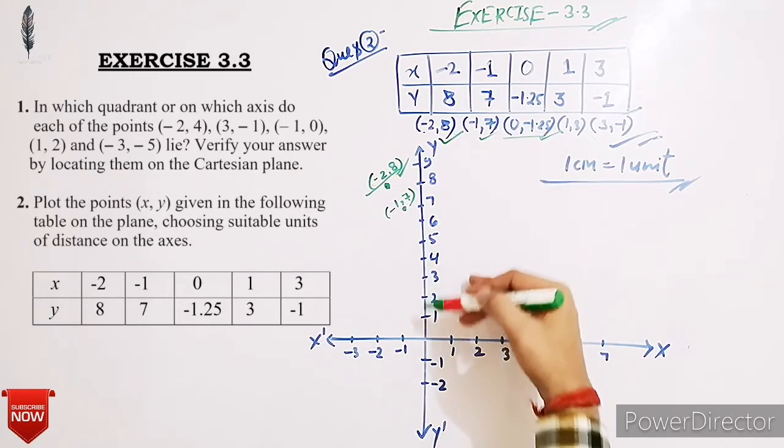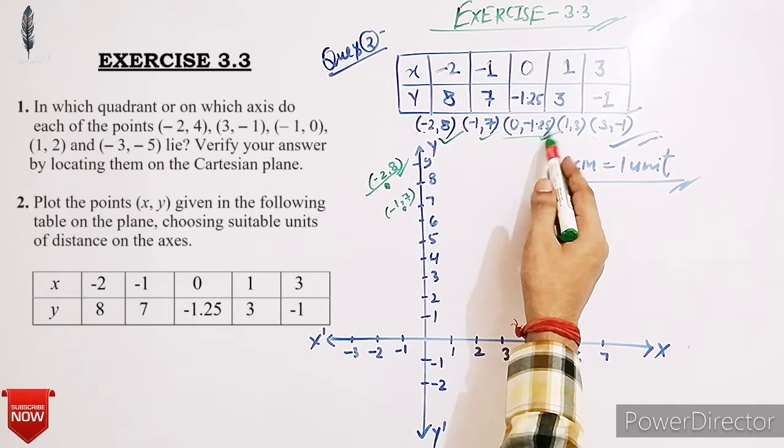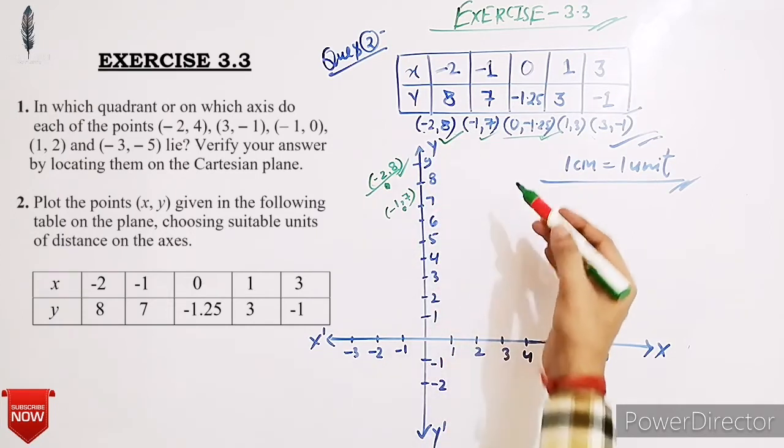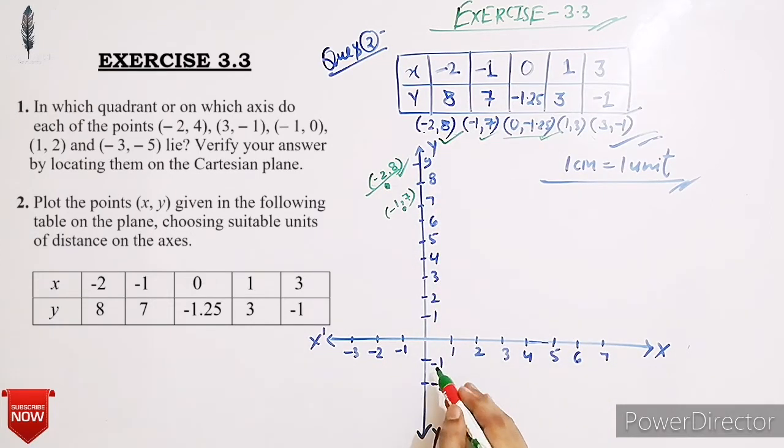Now next one is (0, -1.25). Here x coordinate is 0, so point will lie on y-axis and y coordinate is -1.25. So our point lies between -1 and -2 on y-axis. So our point will be here, (0, -1.25). Okay.